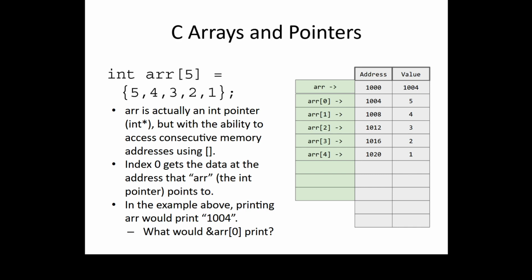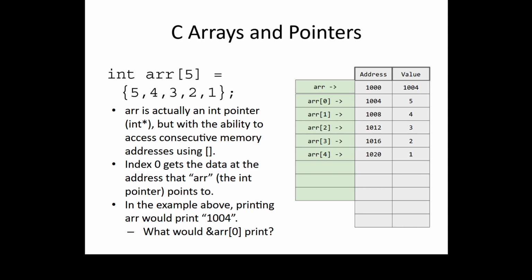So let's say we create an integer array of 5, as shown here, int arr with 5 elements. We're going to give it the values 5, 4, 3, 2, 1. Well, what actually happens in memory is we create a variable arr, which is a memory address, and it points to a value of 1004. So the value of arr is just a memory address.